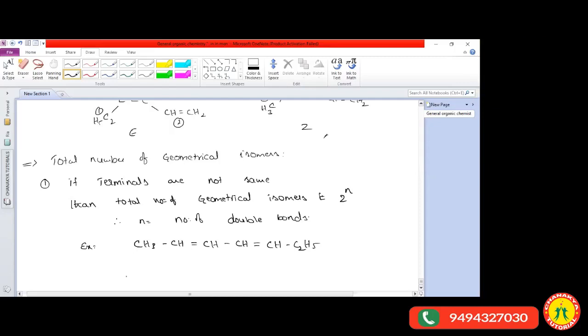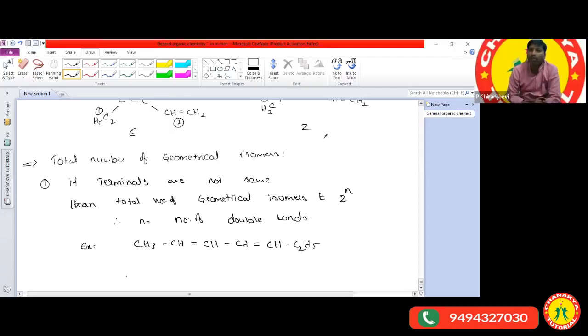It is 2 to the power 2, sir. Very good, Anjan. Why are you taking 2 to the power of 2? Here there are two terminals, this is one corner and this is the other corner. One corner is attached with the methyl group and the other with the ethyl group, so the terminals are not the same. If the terminals are not the same, we use 2 to the power of n. What is the n value here? n is equal to 2.